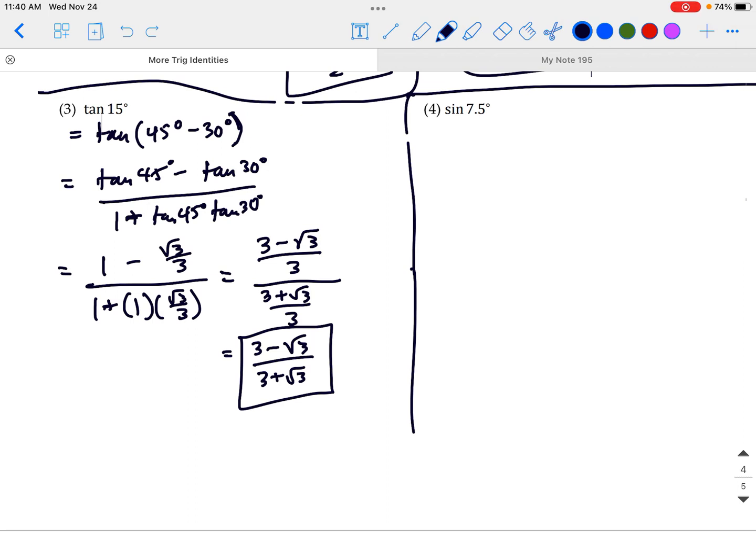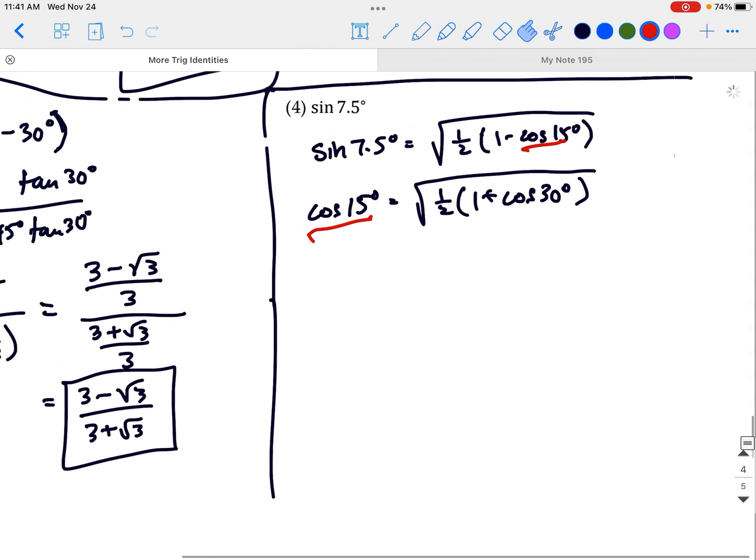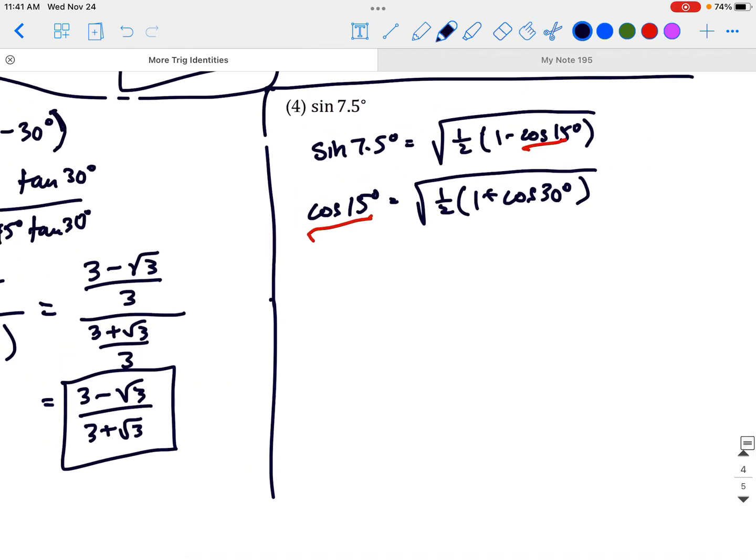For number 4, so we'll note that sine of 7.5 is going to be equal to the square root of 1/2 times 1 minus cosine of 15. And while we're at it, we'll note that cosine of 15 is equal to the square root of 1/2 of 1 plus cosine of 30. So we're going to need to put this cosine in here. So this is going to get quite messy, it looks like.